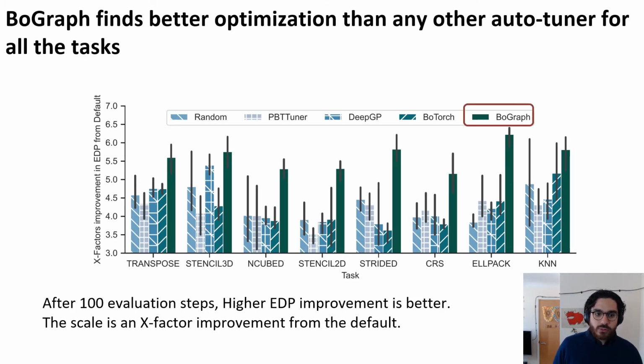So the first thing we can notice is BoGraph finds better configurations than any other autotuner that we have tried, and it finds them in every single task of the benchmark. These results come after 100 evaluations, and the higher the bar, the better. The y-axis is the X factor improvement over default. So we can see sometimes BoGraph finds up to 7 times better EDP than standard default settings.